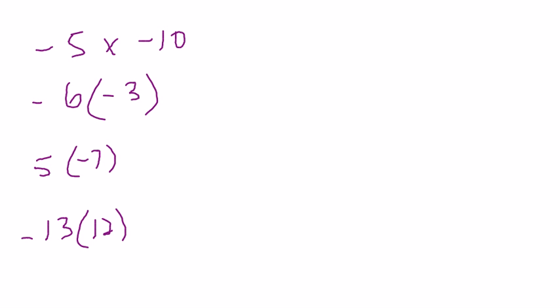Okay. Negative 5 times negative 10. Well, we know now that a negative times a negative results in a positive answer. So negative 5 times negative 10 would be positive 50. Negative 6 times negative 3 would be positive 18. Okay, 5 times negative 7. In this case, we're multiplying a positive integer by a negative integer, and we know that a positive times a negative gives us a negative answer. So 5 times negative 7 is negative 35.